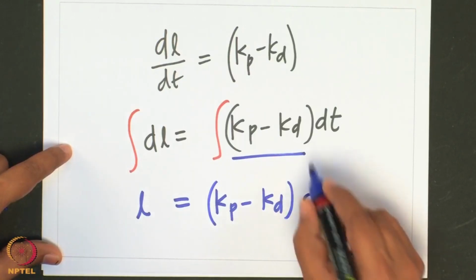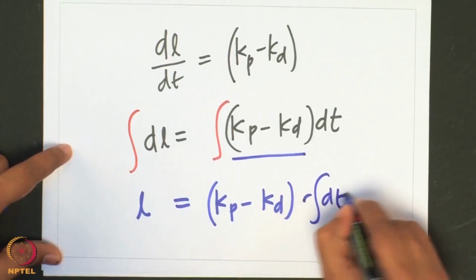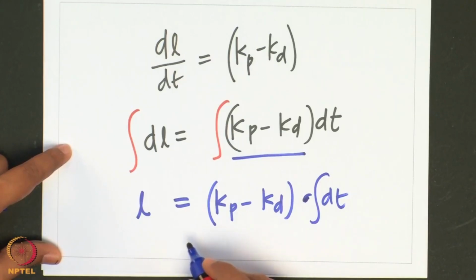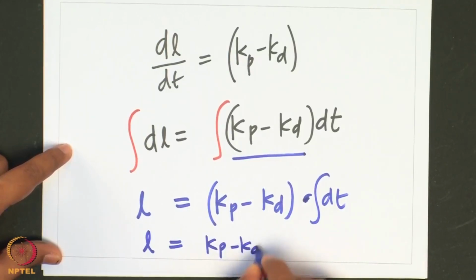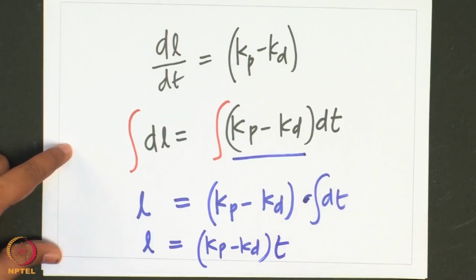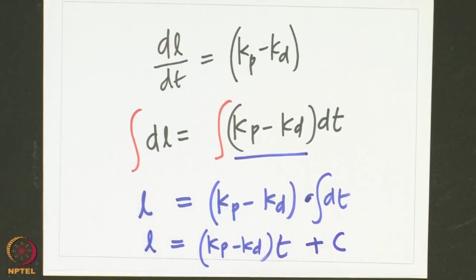and the integral of dt is what I have. So, L is equal to Kp minus Kd times the integral of dt, which is t. But this is not enough, I have to add an extra constant. That constant I would put as c. So, Kp minus Kd times t plus c.